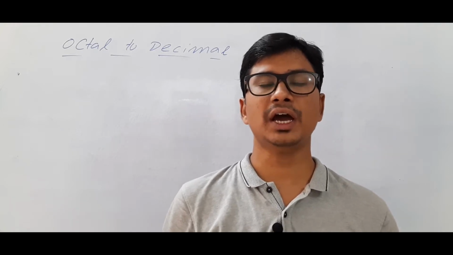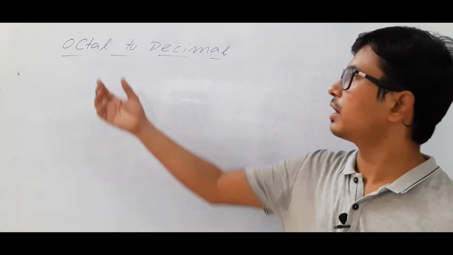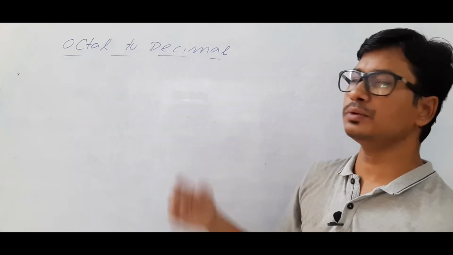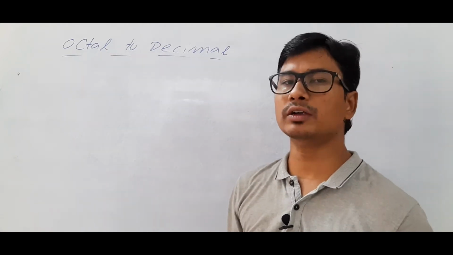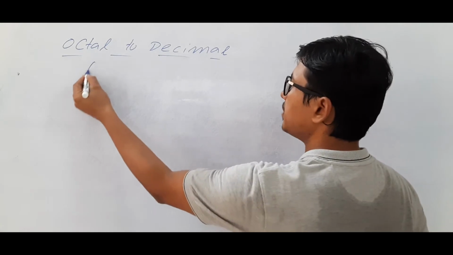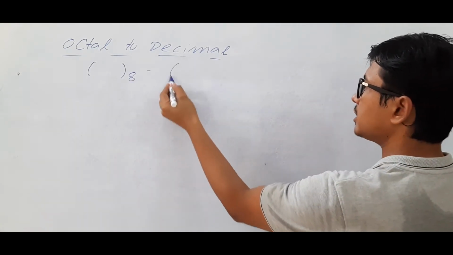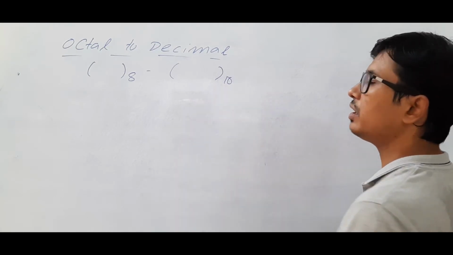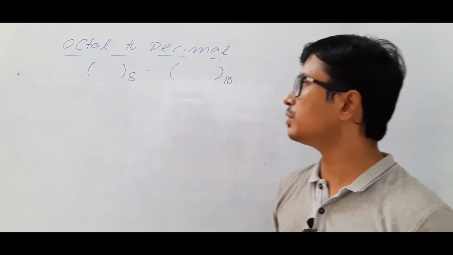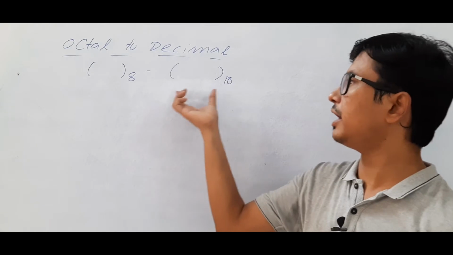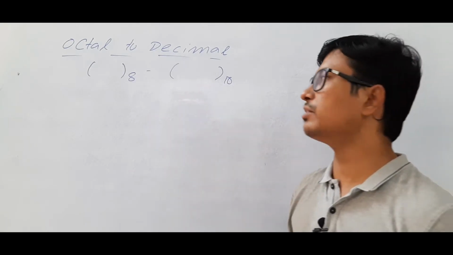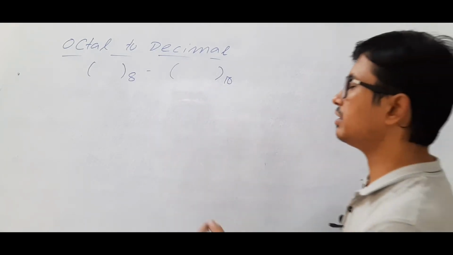In this video, I want to discuss converting an octal number to a decimal number. Now, what is meant by the octal number system? It is in base 8 or radix 8. And I want to convert it into a decimal number, which is in base 10. So, I want to take a number in base 8 and convert it into base 10 format. How we will do it, we will discuss now.